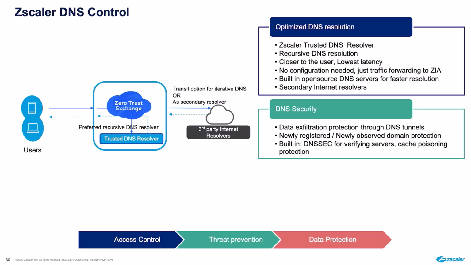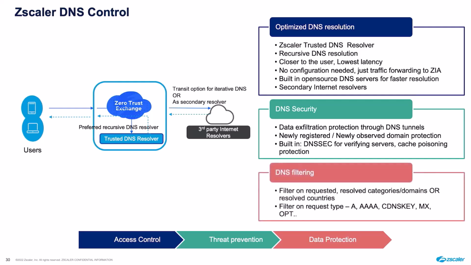And the third area of focus from a DNS perspective is leveraging DNS as a first line of defense to completely block access and make access controls far richer. The DNS filtering capabilities allow customers to filter based on the type of the request, like A, Quad A, MX, and so on and so forth. And you also have the ability to completely block access to certain countries.